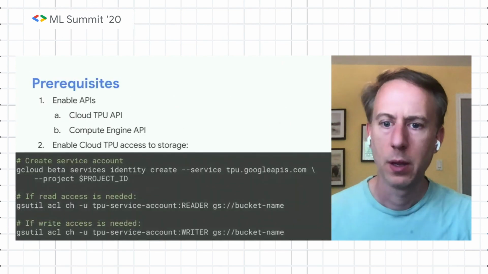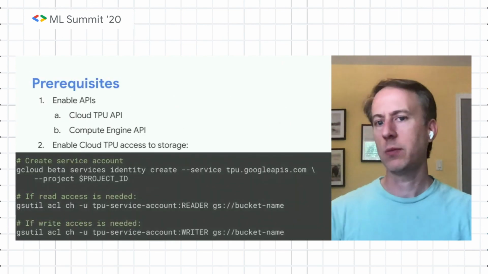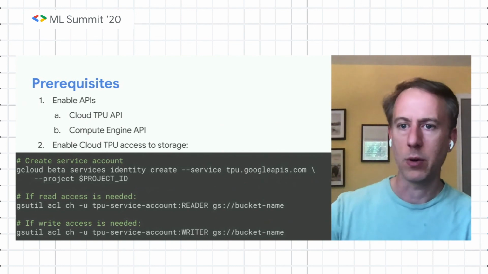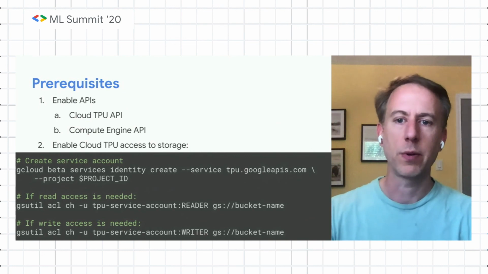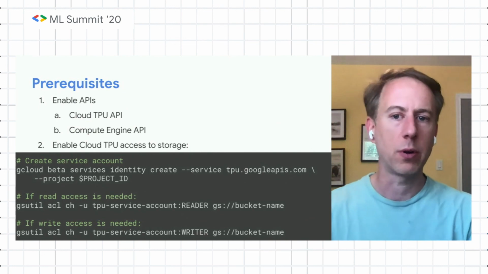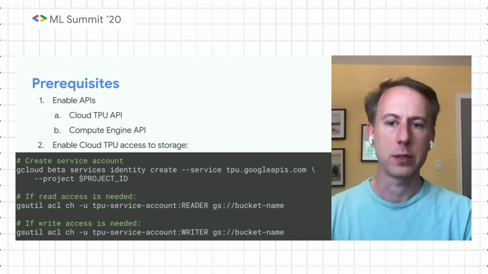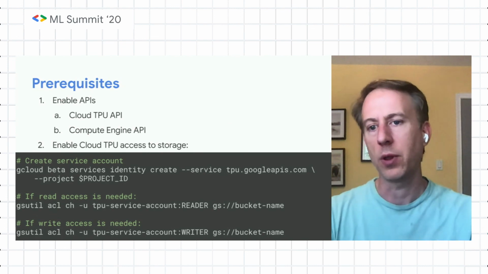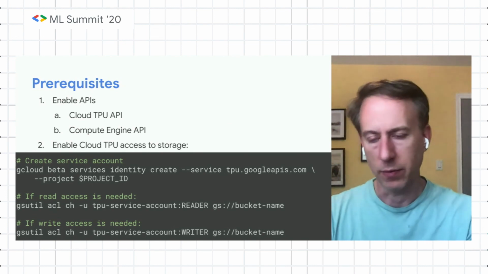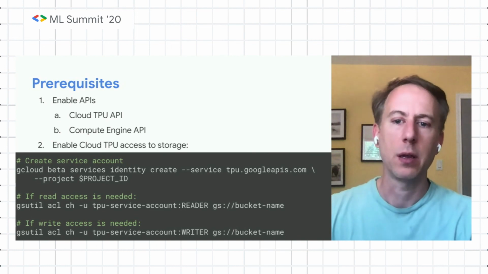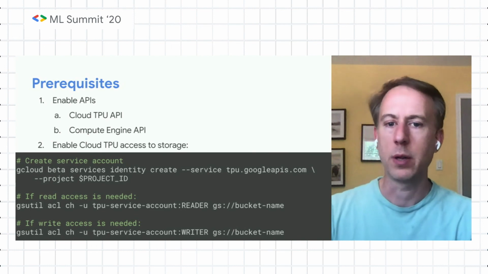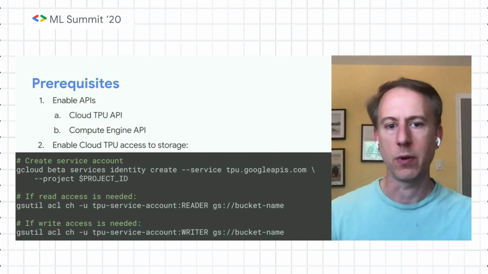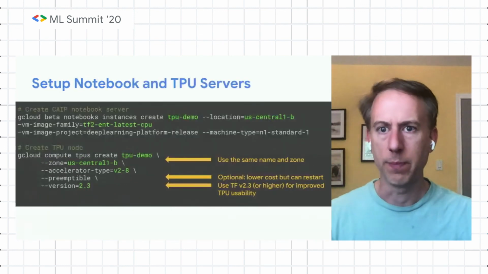The first step, prerequisites, maybe not the most exciting thing, but worth knowing, is that you'll need to enable some APIs. All of the Google Cloud services you can use from the UI, but if you need to use them programmatically via a CLI or an SDK, you'll need to check the box or press the button to enable the API. You can also do that via the command line. The second thing you need to do is enable Cloud TPU access to the storage bucket, so where you're reading in files, for instance, to train your model.